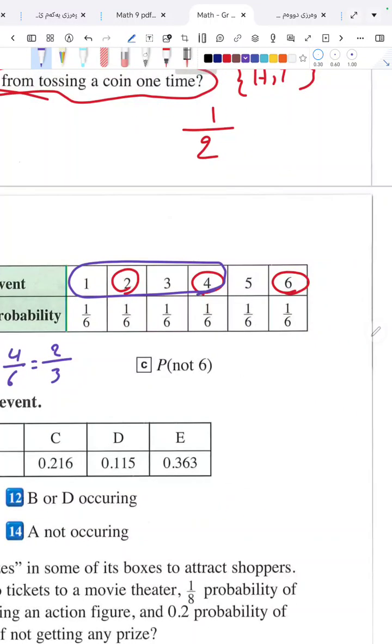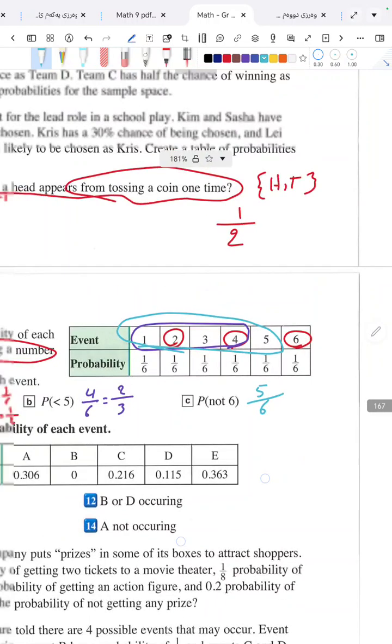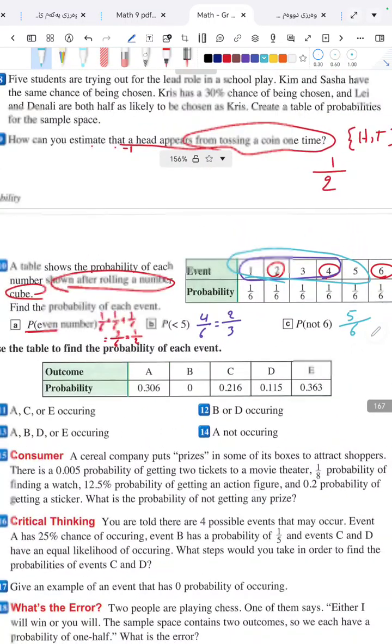Probability not 6. All of them except 6. It will be probability 1 plus probability 2 plus probability 3 plus 4 plus 5. So it's 5 out of 6 and it is in simplest form.